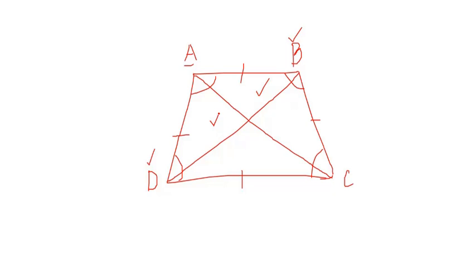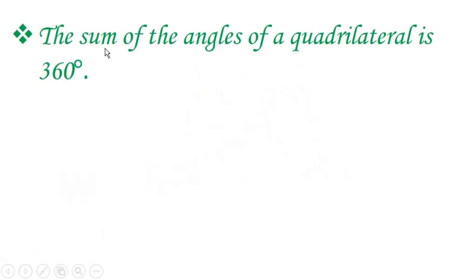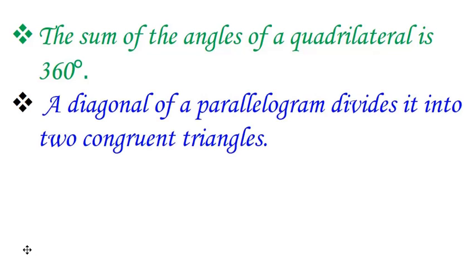Now I am going to discuss statement-wise. Let's see the written statement. So the written statement is in this way. The sum of the angles of a quadrilateral is 360 degrees. Already I have explained this with the help of the figure. So let's see the second point.